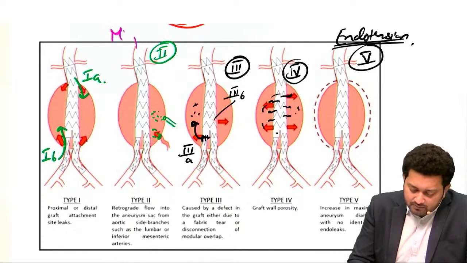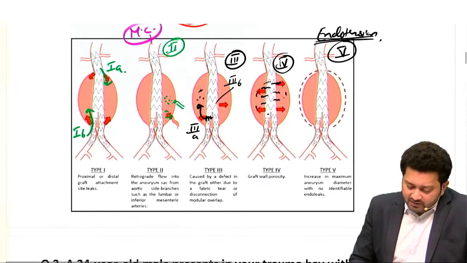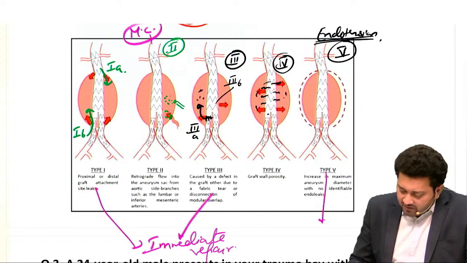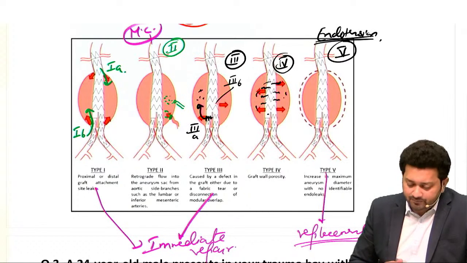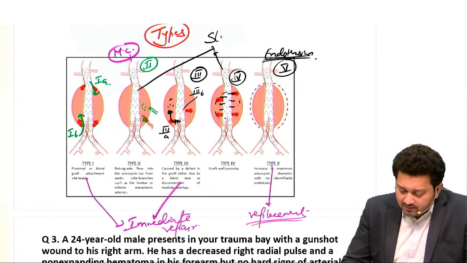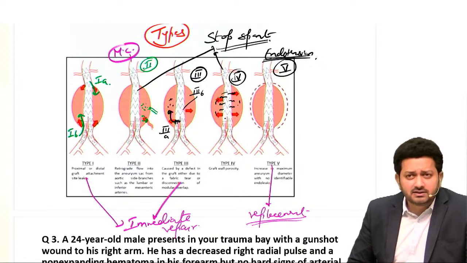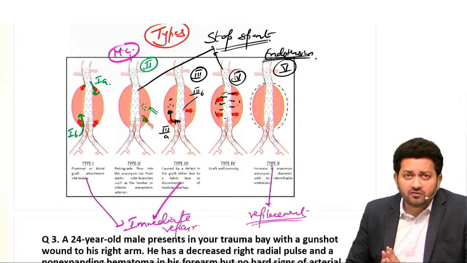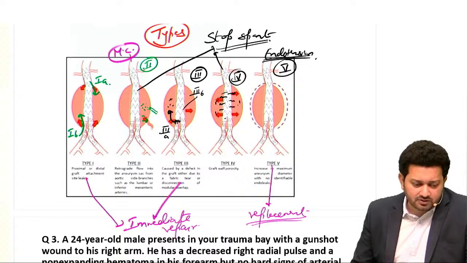Remember, type 2 is the most common type. Okay, so for types 1 and 3 you need to do immediate repair. For type 5 you need to do replacement, although not immediate, but that graft needs to be replaced. And for the remaining, 2 and 4, usually the bleeding stops spontaneously. You don't have to do anything actively as such, just wait and watch and this will heal. Okay, so these are the types of endoleaks, and this question was about types of endoleak.